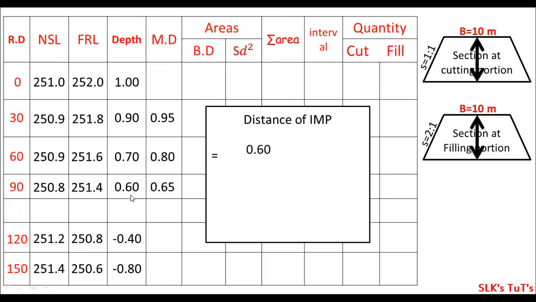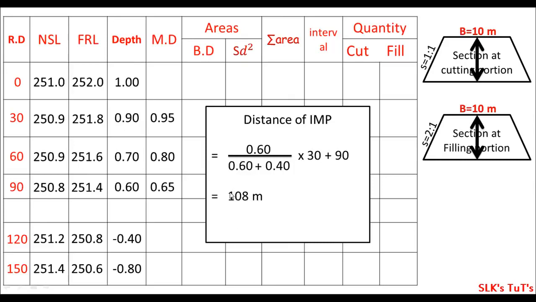Which is 0.6 divided by the same depth plus the next depth, like 0.4, right? Or just the depth at the next station times the interval, which is of course 30: 0, 30, 60, which represents the interval, just 30 meter, okay? Plus the last station, which is 90. This is the last station, okay? So we'll get, of course, 108 meter.